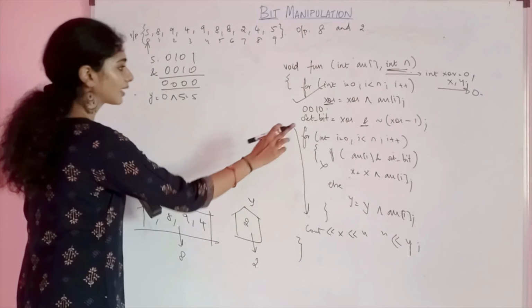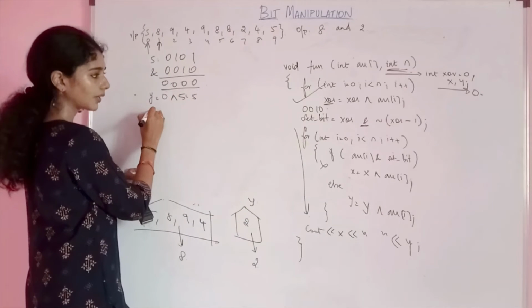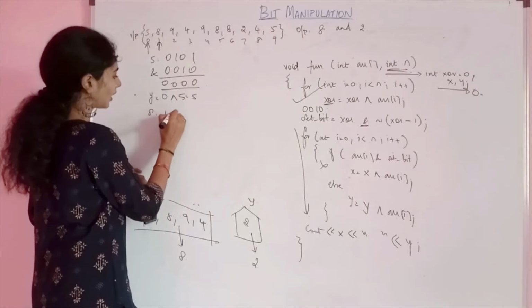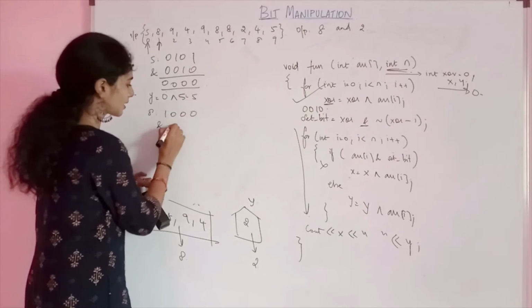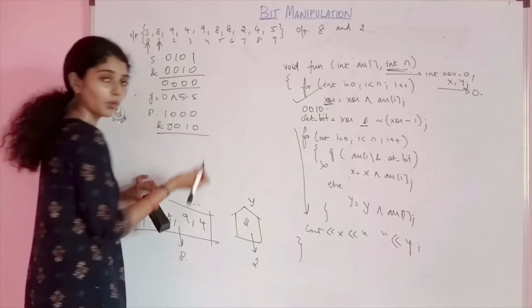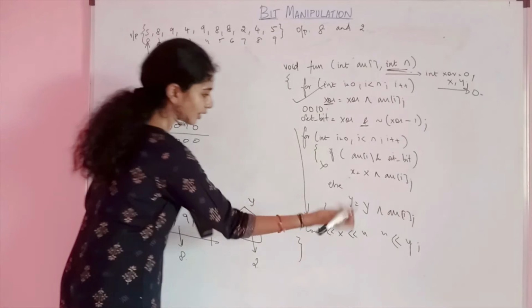Next, what is going to happen? Array of 1. I pass here. So, when I pass here, 8 is going to be 1, 0, 0, 0. Okay, and the set bit. What is my set bit? 0, 0, 1, 0. What do you get? I don't get anything. I get 0 again. So if condition is false, so I go to the else condition.